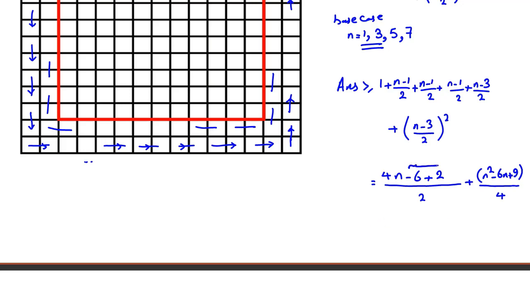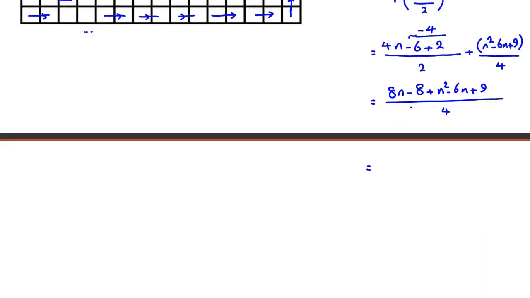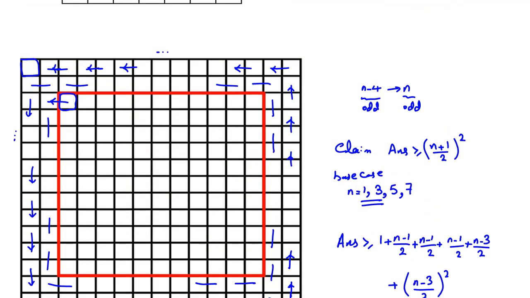So this part is what? Negative 6 plus 2, negative 4. If we use common denominator 4, it will be 8n minus 8 plus n squared minus 6n plus 9. So it will be what? n squared first, 8n minus 6n is plus 2n, 9 minus 8 is plus 1, all over 4. So it will be (n plus 1) whole squared over 4, and it will be ((n plus 1) over 2) whole squared. Okay? So we proved that the answer is greater than or equal to this.